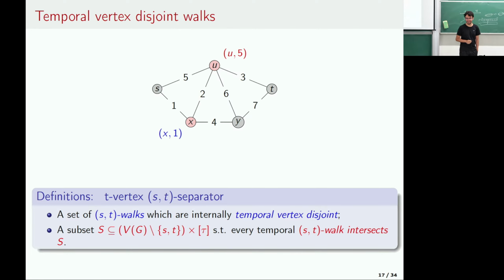I guess the problem was in my mind: if a path sits in a vertex, then I don't need to block the entire waiting period, only one time. And if I block this vertex at time 1, there is no way to go from S to X. And if I block this vertex at time 5, there is no way to go from S to U.